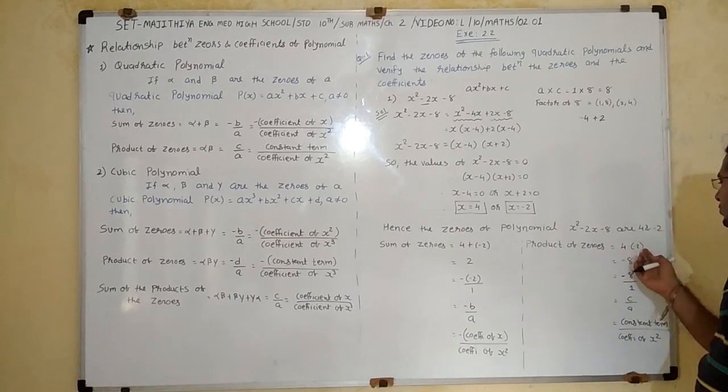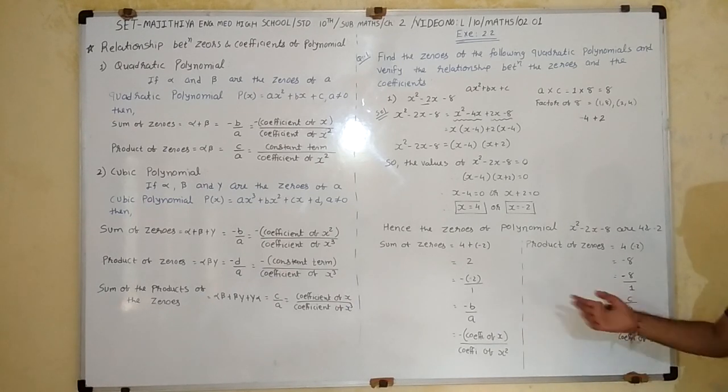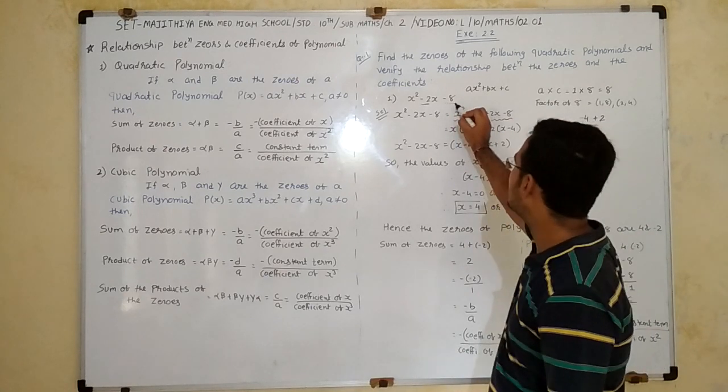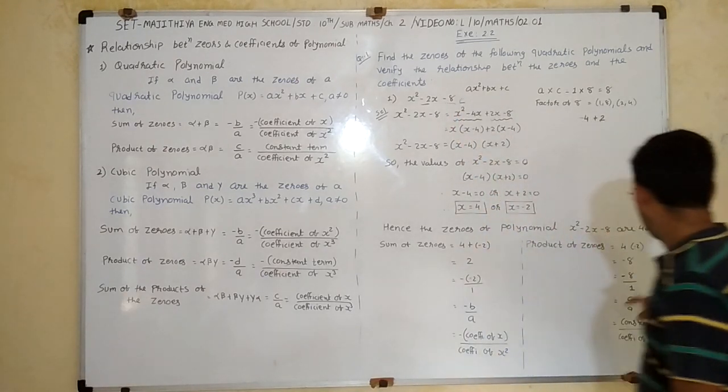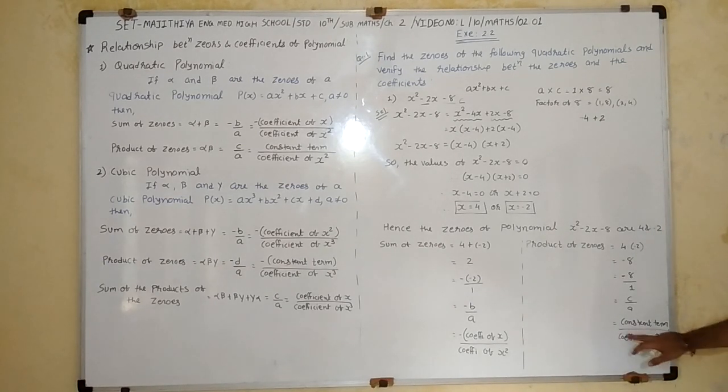Now for the product, 4 twos are minus 8. We can write it like this with 1 in the denominator, because we have to prove it. So now we have minus 8 by 1. Minus 8 is your c, so it is c by a, that is, the constant term upon the coefficient of x square.